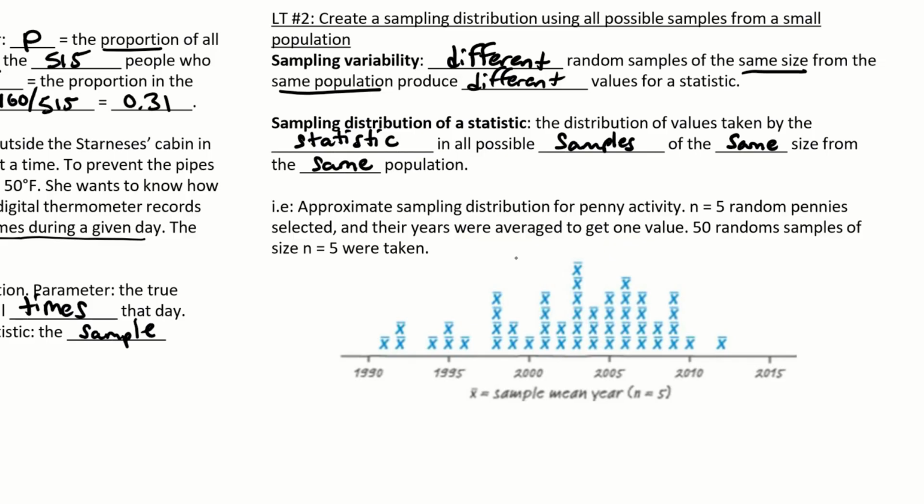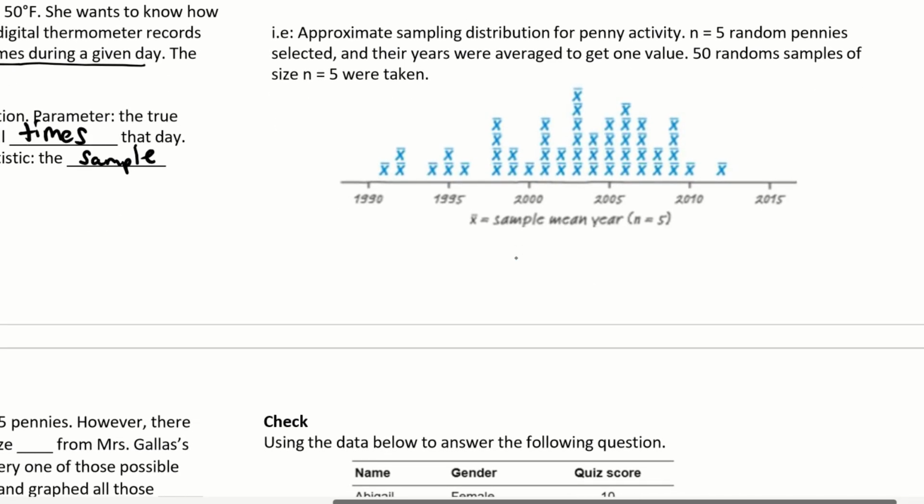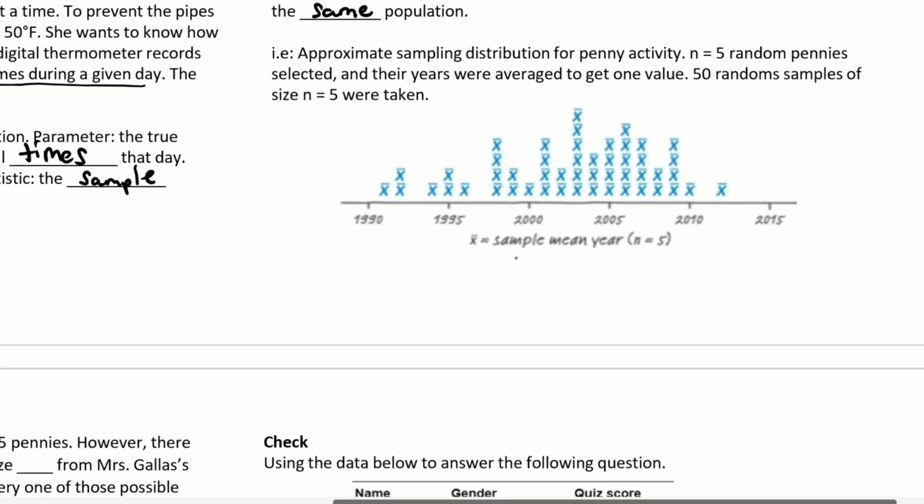Okay, so we'll show you an example of that. Let's say we want to approximate the sampling distribution for a penny activity. For this penny activity, we are looking at the years of the pennies. We have a pile of pennies, we choose 5 random pennies, and then we average the years on the pennies, like 2005, 2010, whatever. We add those years up and divide by 5, so we want to do an average.